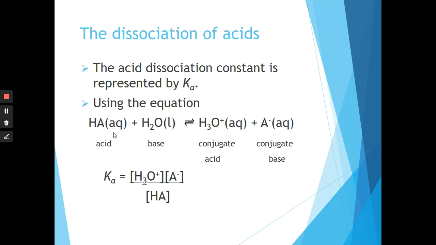Okay. If we remember back a few lessons ago in equilibrium, we said that if we had a water molecule, because it was a liquid, we used its value as 1. Hence, in the dissociation constant equation, we don't need to put water. So on the top of the equation, we're going to have the right-hand side of our equation. So we need the concentration of the conjugate acid times the concentration of the conjugate base divided by the concentration of the acid.